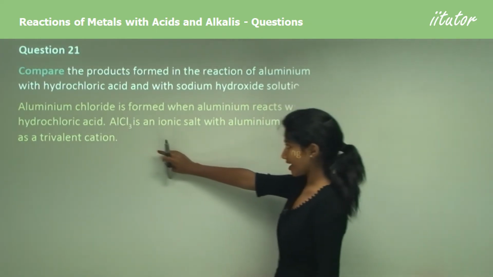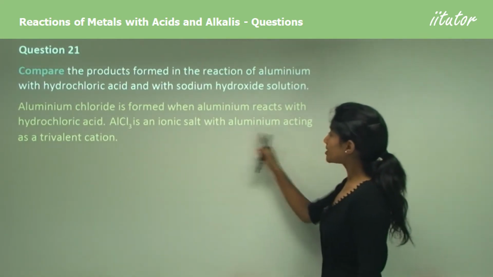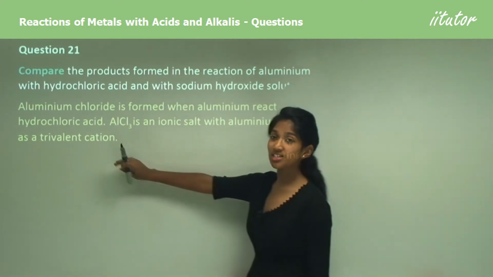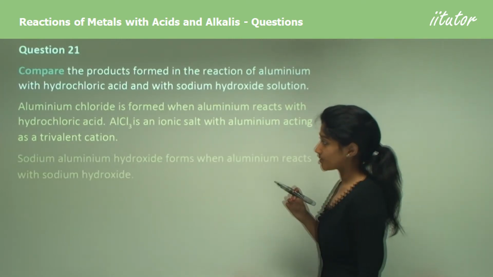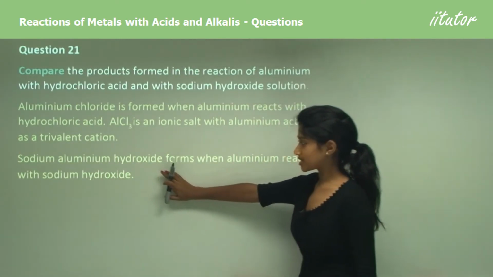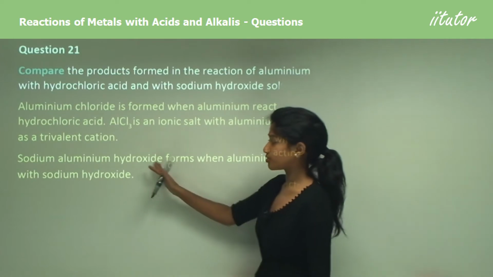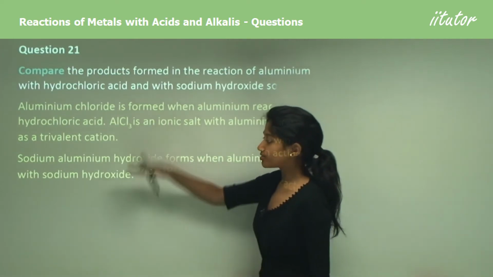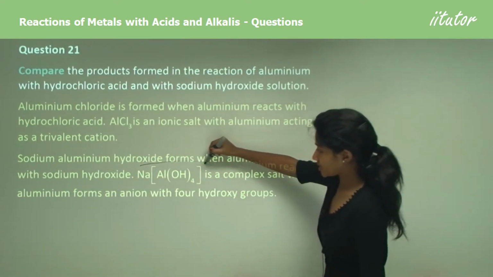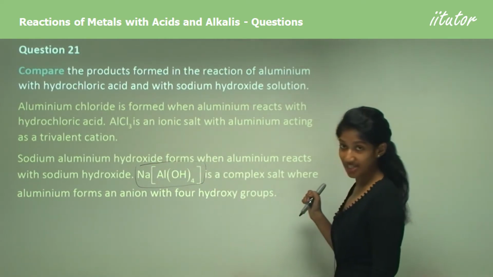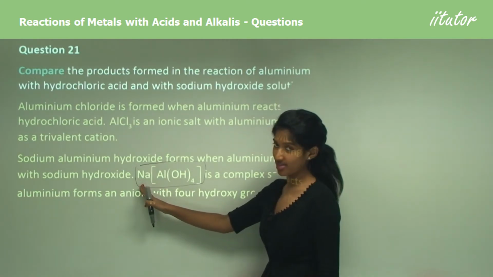AlCl3 is aluminium chloride. So this is an ionic salt because this is a metal and this is a non-metal, with aluminium acting as a trivalent cation because it has a trivalent, in other words, 3 valencies. Sodium aluminate forms when aluminium reacts with sodium hydroxide. Now, sodium aluminate is also formed when this compound reacts with the sodium hydroxide. So this is how you would go about writing it. We have our aluminate ion joining with a sodium ion, and that's how it's produced.